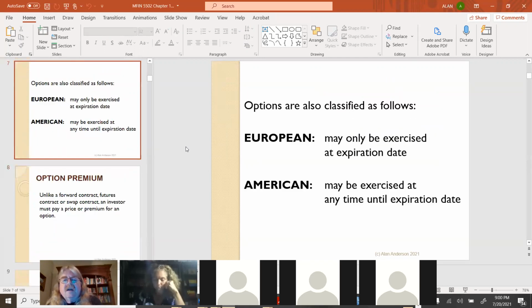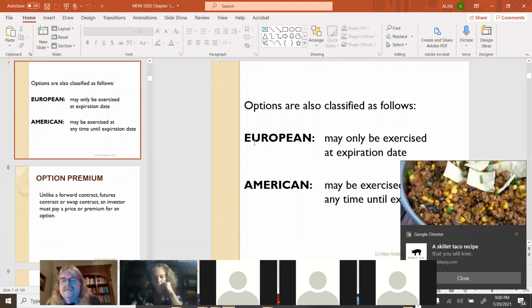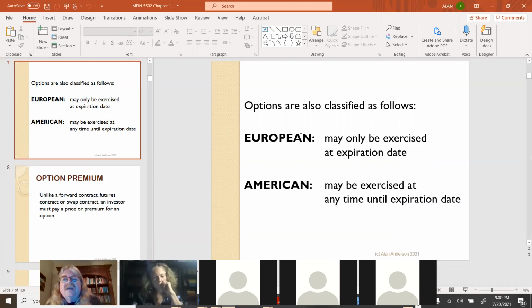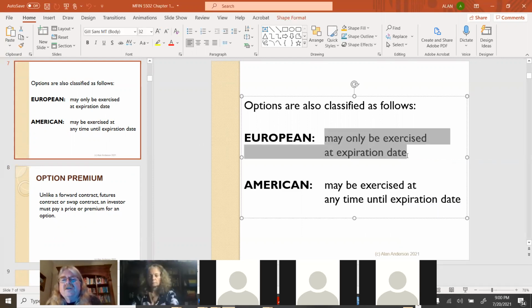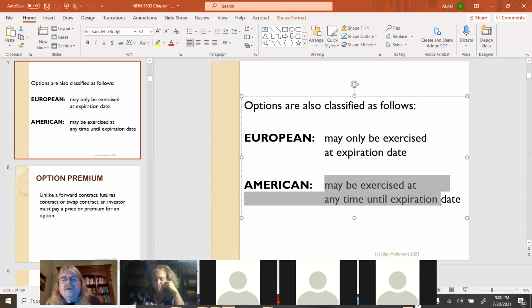And finally, the other way in which we can classify options is that most options in the marketplace are either European style or American style. European style means you have to wait till the expiration date to make up your mind if you want to exercise it or not. American style means every day that goes by, you can decide, yes, I want to exercise, or no, I don't, up until the expiration date.